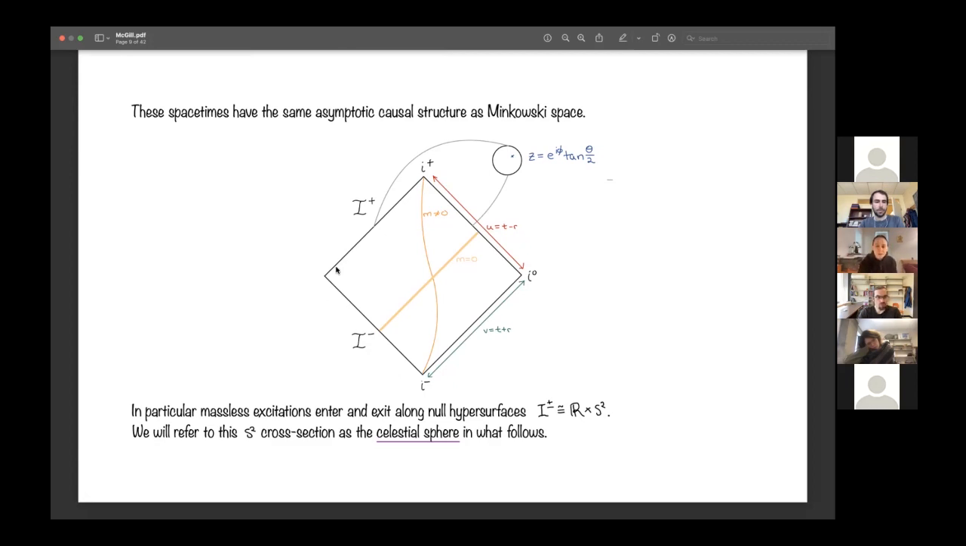And so essentially, we're going to have this data at null infinity capturing our Cauchy data. If I have a massive excitation, I also need to worry about what happens at timelike infinity. And those are the 2 here that I would resolve with a hyperboloid.